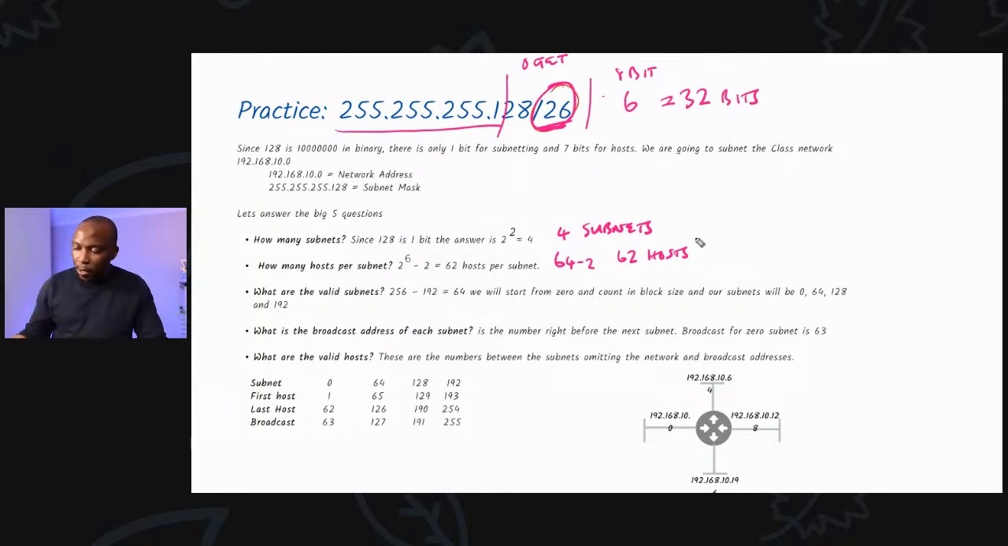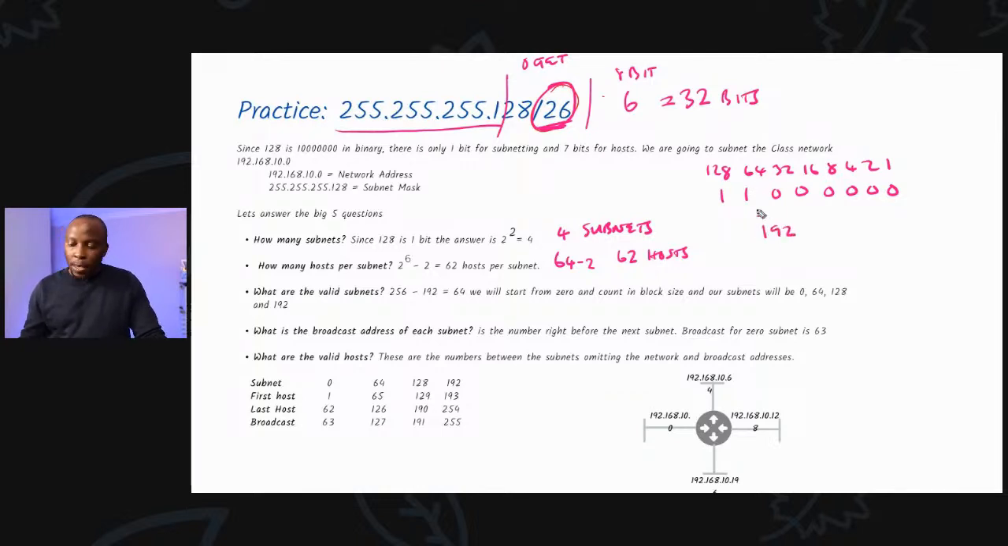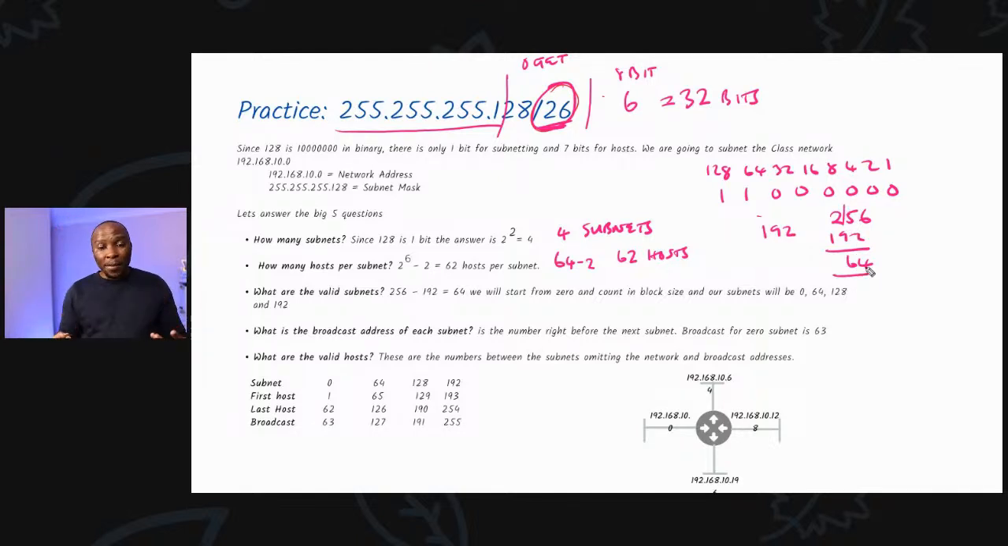Once again, convert that: 128, 64, 32, 16, 8, 4, 2, 1. We borrowed 2 bits: 1, 1, 0, 0, 0, 0, 0, 0. 128 plus 64 gives you 192. And the formula says 256 minus 192 is equal to 64. So our networks are going to increment in 64s.